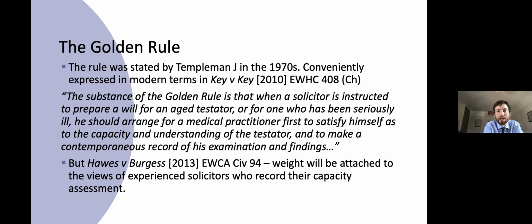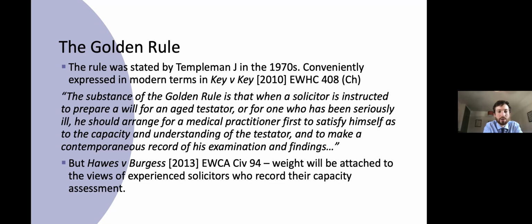It's by no means a requirement, and if it hasn't been followed, it doesn't necessarily mean that the testator didn't have capacity, but it's going to mean that the judge is much more likely to accept the opinion of an expert making a retrospective capacity assessment.